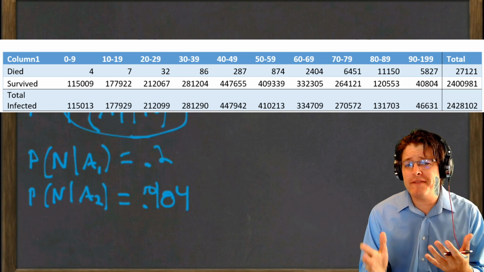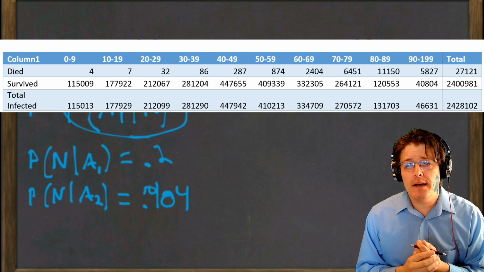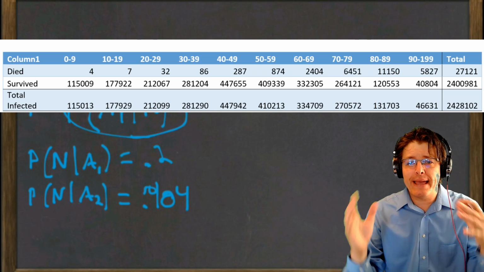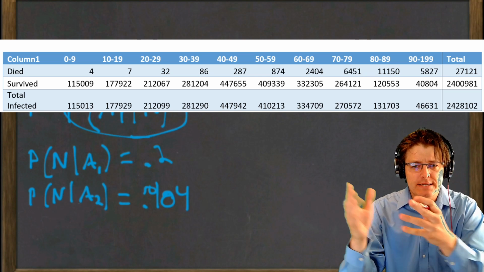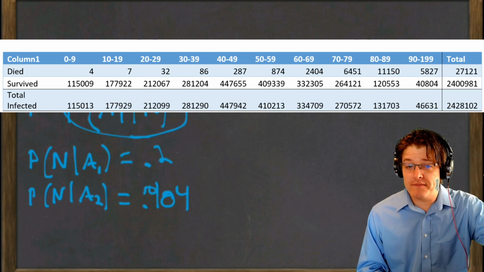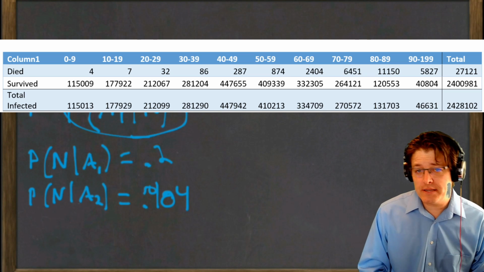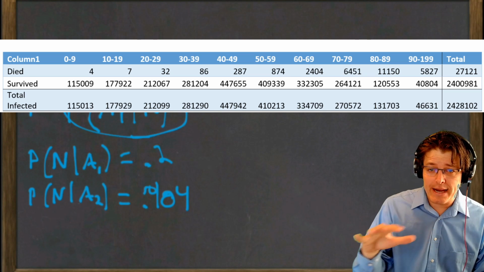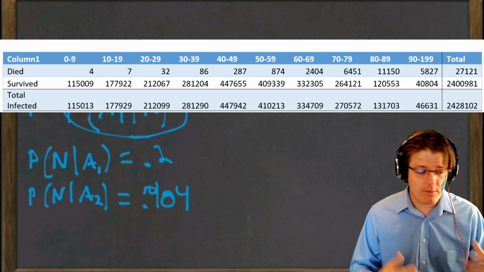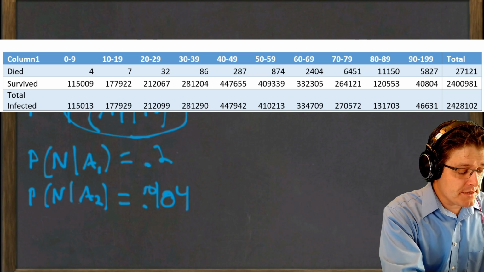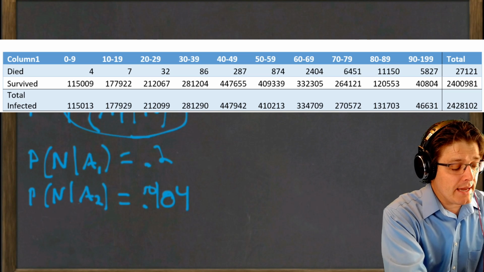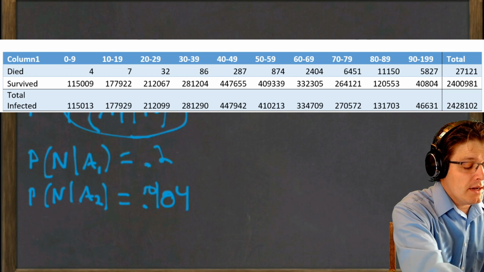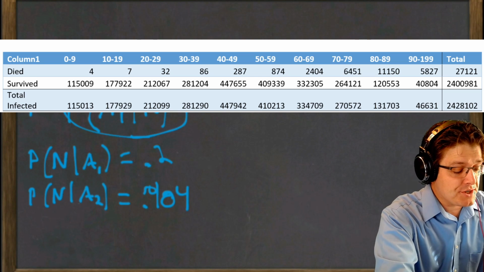So again, a rough estimate, but if we lay out the data in this sense, and I have ages here, so ages 0 to 9, 10 to 19, and so on, and we have died and survived and total infected. Okay, so laid out in the tables that we're becoming accustomed to. And I just want to highlight that these tables contain a lot of information for us.